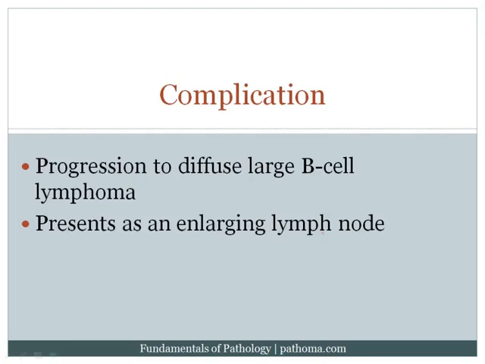The complication of follicular lymphoma is that it can progress to a diffuse large B-cell lymphoma. So over time, it could actually pick up additional mutations, resulting in a diffuse large B-cell lymphoma, and this would present as an enlarging lymph node. Now recall that patients with follicular lymphoma have generalized lymphadenopathy, where they have multiple lymph nodes in their body that are enlarged. If all of a sudden one of those lymph nodes begins to become further enlarged, begins to grow more, then we think about progression to diffuse large B-cell lymphoma.